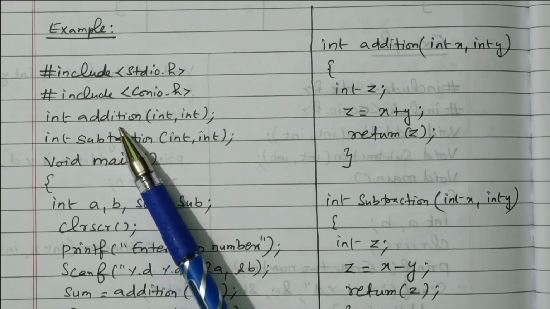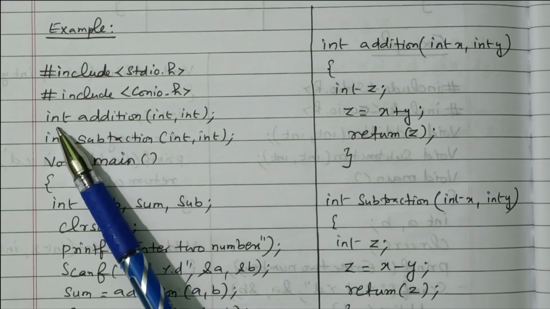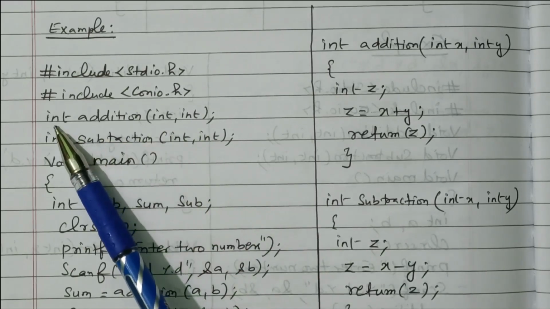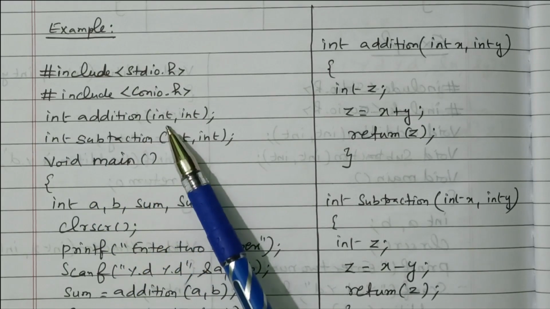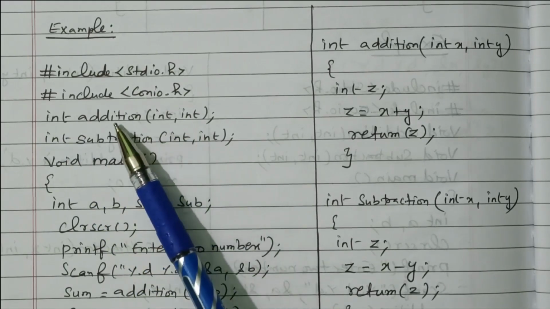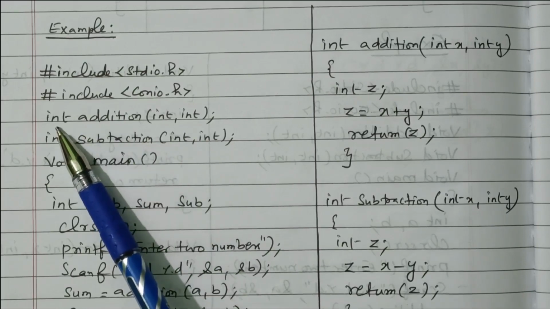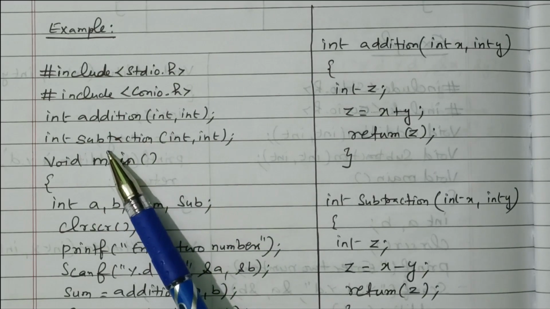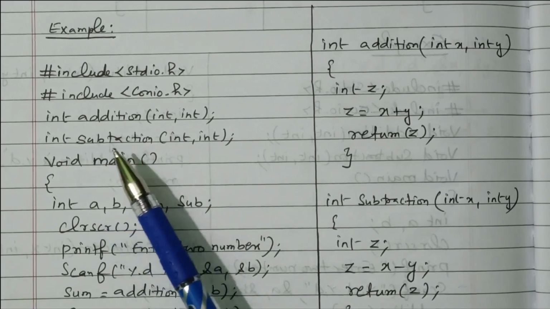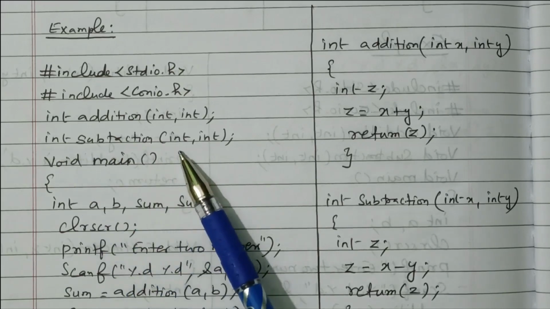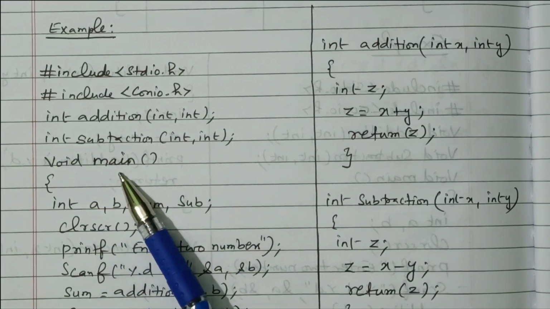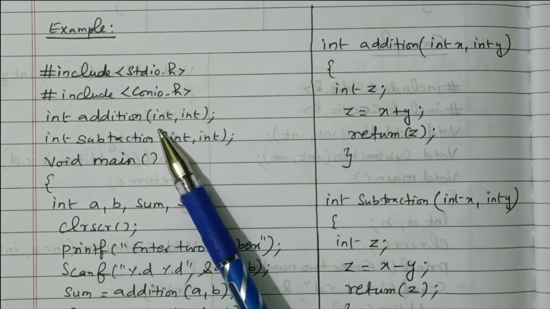The first function name is addition. The return type is integer and we pass two integer values. So a function declaration has three parts: the return type, the function name, and the variables we are passing. Here the function name is addition, the return type is integer, and the passed values are also two integers. Similarly, we declare one more function. The function name is subtraction, the return value is integer, and we also pass two integer variables. Now the function declaration is completed.